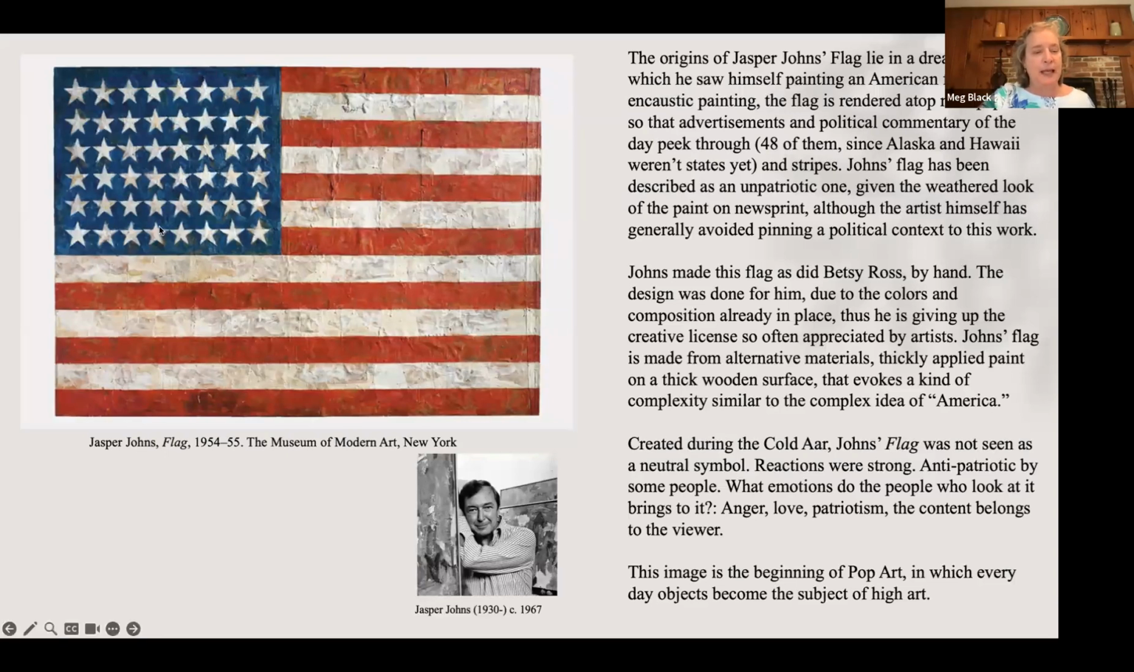So in his flag in 1954, it's again encaustic, and underneath are advertisements from newspapers about everything from what's on sale to the Cold War, to political upheaval at the time. So you get this whole smorgasbord of topics that are going on during this time underneath his painting. And you can see them if you walk up close enough to it. There's only 48 stars here because we don't have Alaska or Hawaii as states yet.